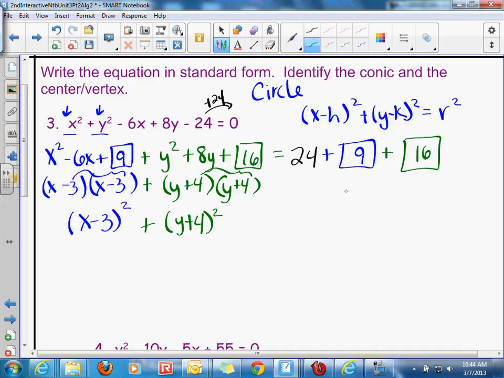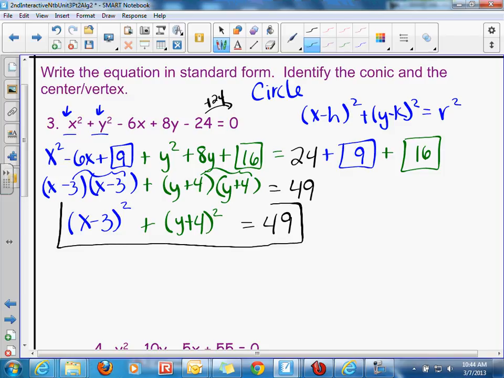Now we have the right side just to combine. Would be 49. And just copy that. And that's the answer, because it's supposed to be in that sort of format, no fractions or anything going on.